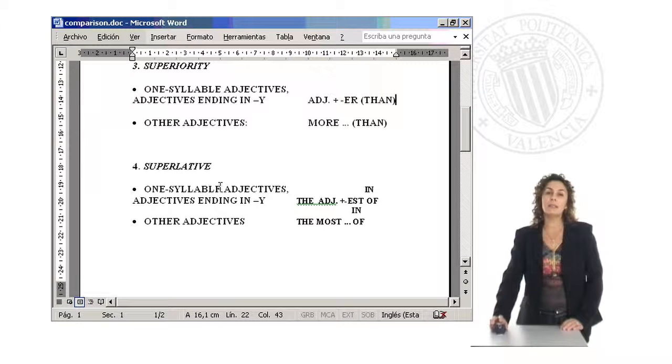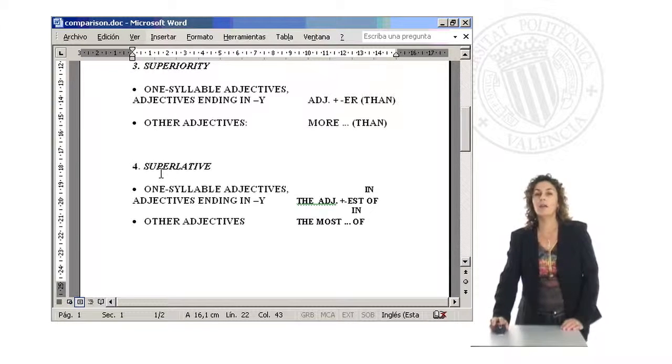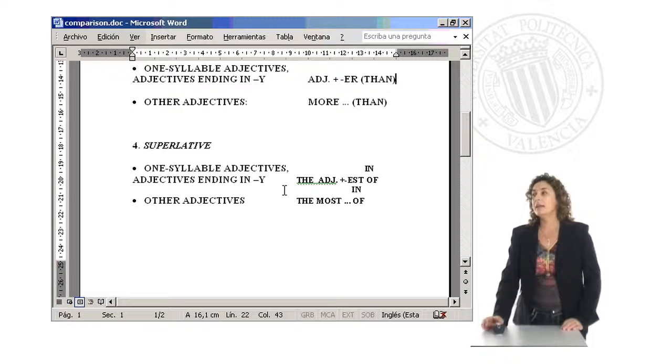Okay, in this superlative structure, for example, we can say this book is the thickest, and then here we can use two prepositions, "in" and "of". "In" is used when it refers to a place, and "of" is used when it refers to time. For example, this is the thickest book in the class, and this is the thickest book of the year.